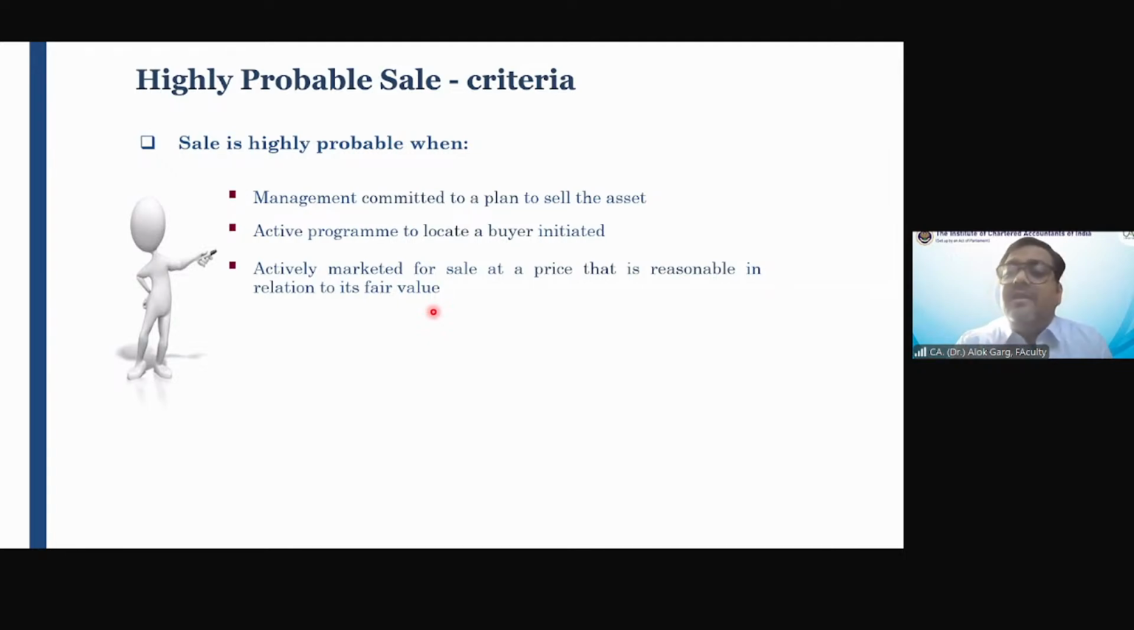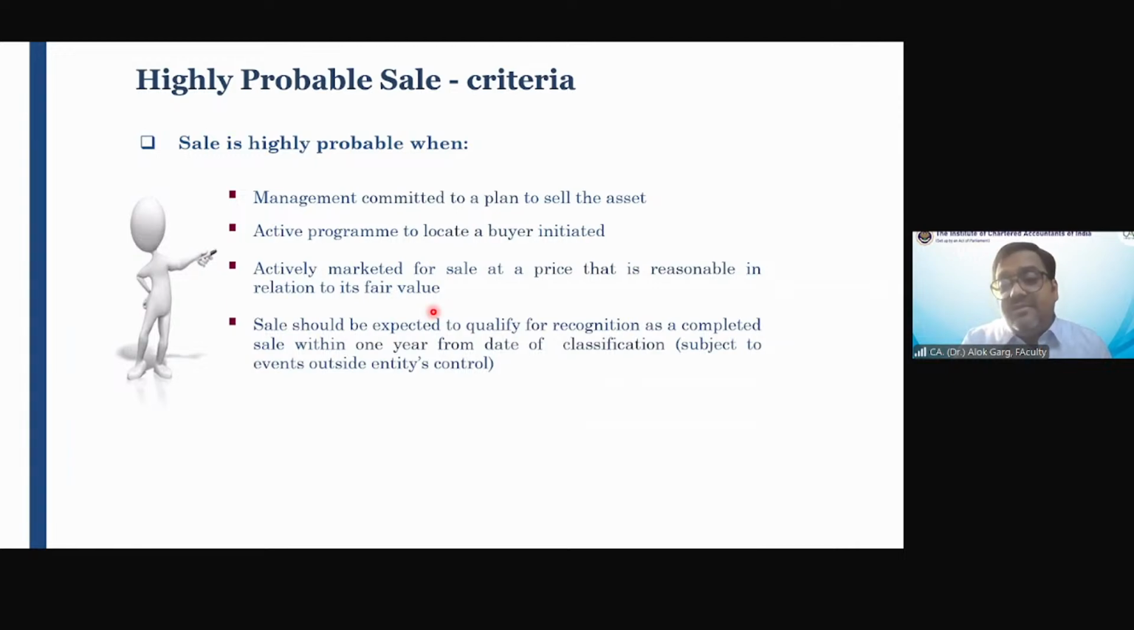For example, the market value is 100 crores and we are asking 105 crores. So this is the asking price. And of course, whenever the buyer comes, there is a negotiation on the table. So Rahul said, okay. So it means the price is also in line with the market value.